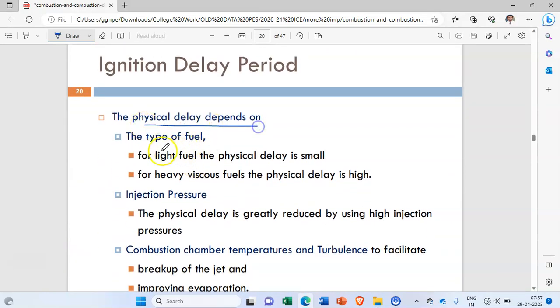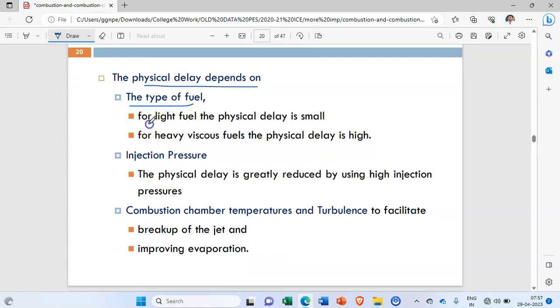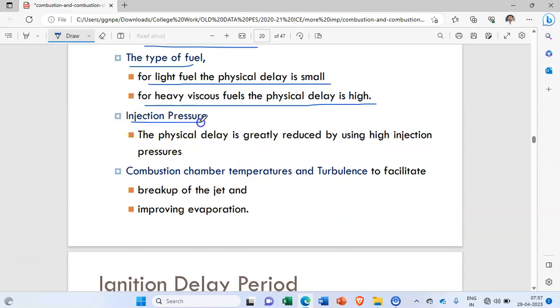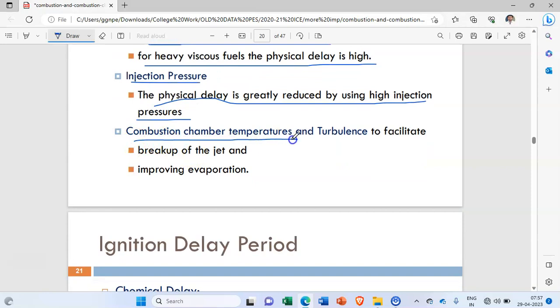The physical delay depends upon the type of fuel. For light fuel the physical delay is small. For heavy viscous fuel the physical delay is high. Injection pressure: the physical delay is greatly reduced by using high injection pressures. Combustion chamber temperature and turbulence also facilitate breakup of the jet and improve evaporation.